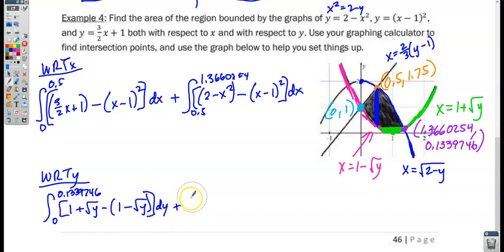And then my next region, I've got the integral from 0.1339746 up to here, where y is 1. And the upper boundary is square root of 2 minus y. And the lower boundary is 1 minus the square root of y.